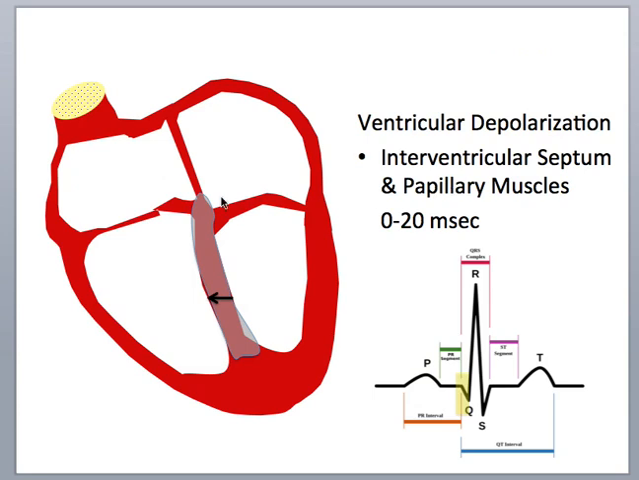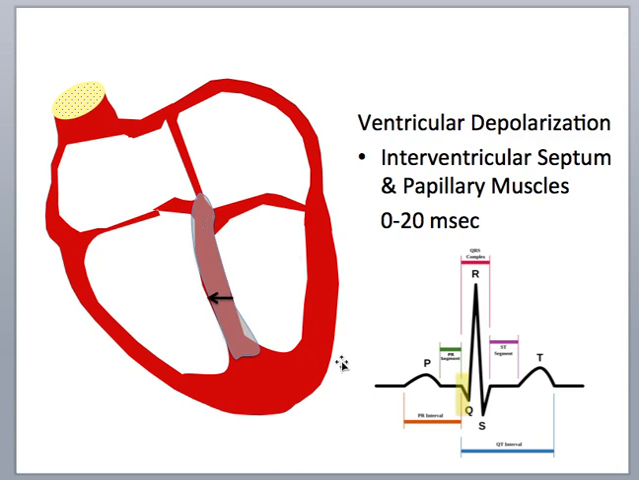Now it reaches the AV node, which is here. The AV node is what corresponds with this PR segment. The PR segment then passes that depolarization onto the interventricular septum, which the posterior division of the left bundle branch of the heart is what depolarizes that septum.